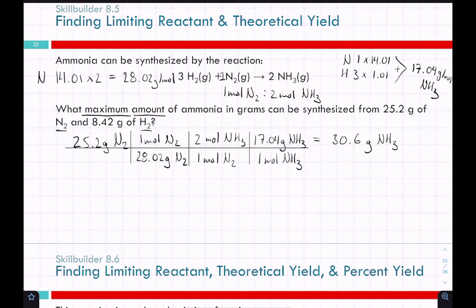So what's next? So then we have to do the same thing for hydrogen? Yep. Same thing for hydrogen. So we'll start with 8.42 grams of H2. What's going to be the molar mass of H2? Yeah, 2.02 grams of H2, 1 mole of H2.